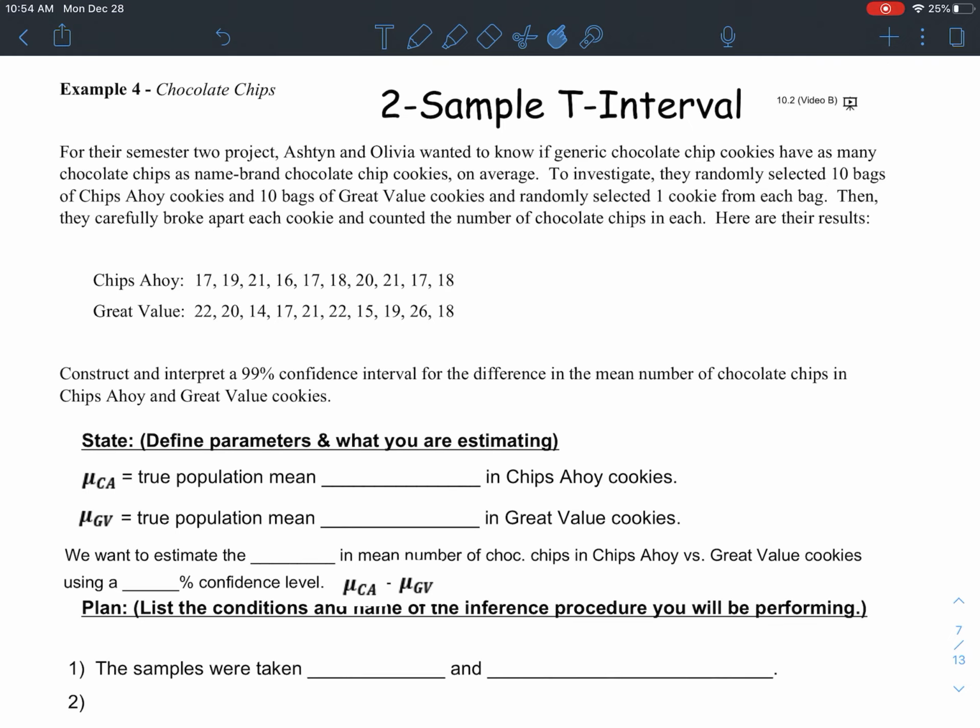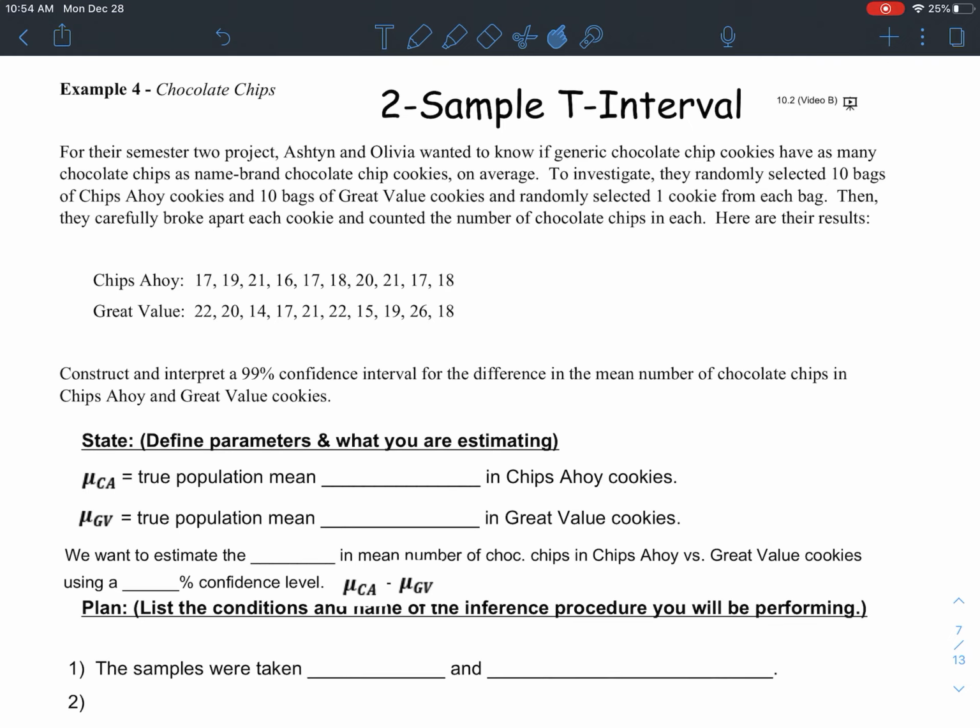Okay, so we're going to go ahead and see if we can walk through. I've filled in lots of the elements for this confidence interval construction. Here we're talking about, for their semester 2 project, Ashton and Olivia, and they wanted to know if generic chocolate chip cookies have as many chocolate chips as name brand chocolate chip cookies on average.